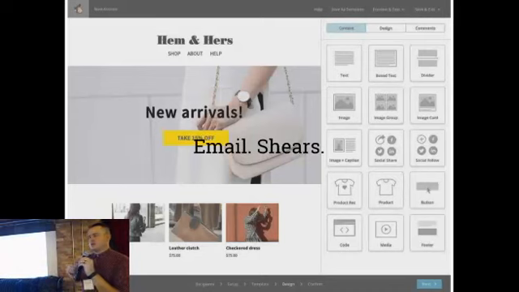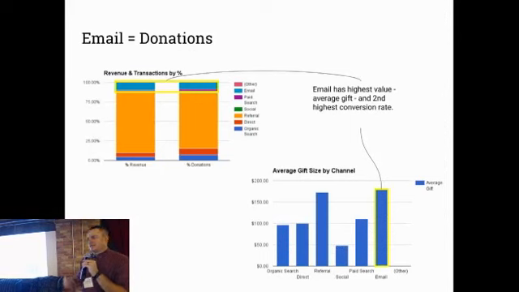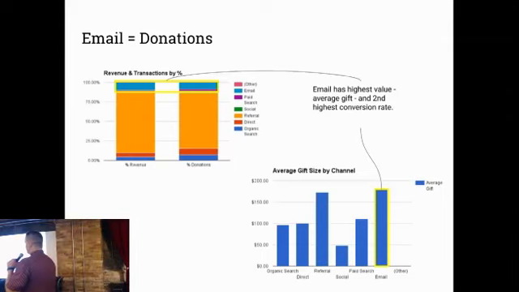The last one is email. We've talked a lot about getting emails. This is its own 2-day course as well. But it is the highest value in terms of average gift and conversion, emails almost all the time. Again, I'm speaking somewhat in generalities, but it's pretty common across. This is one example where we do the analysis and see that email is the highest average gift.